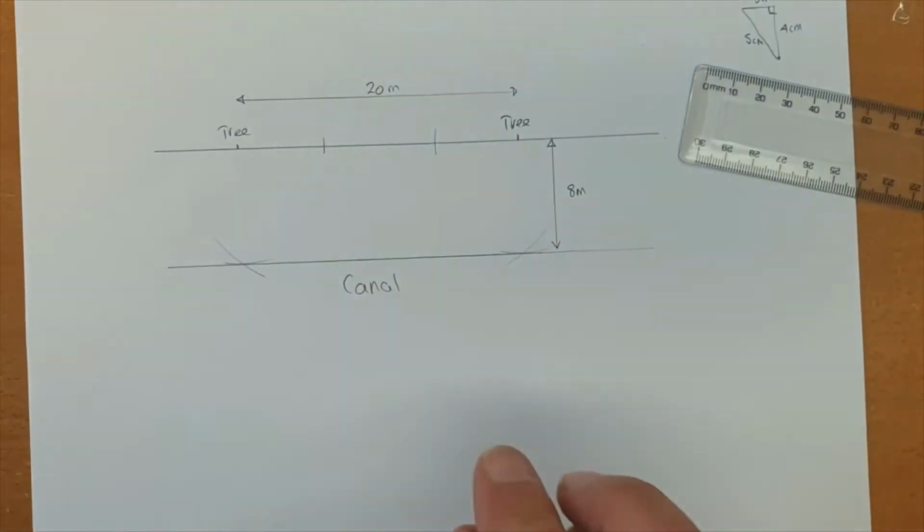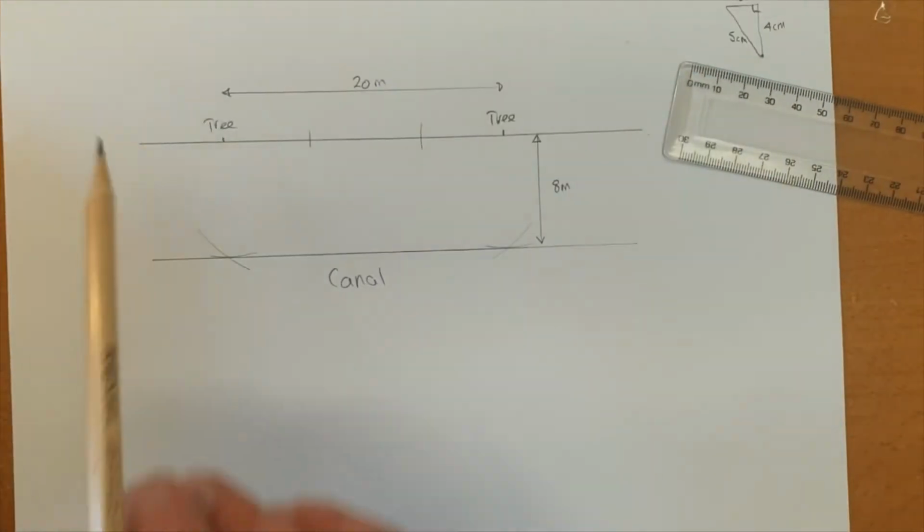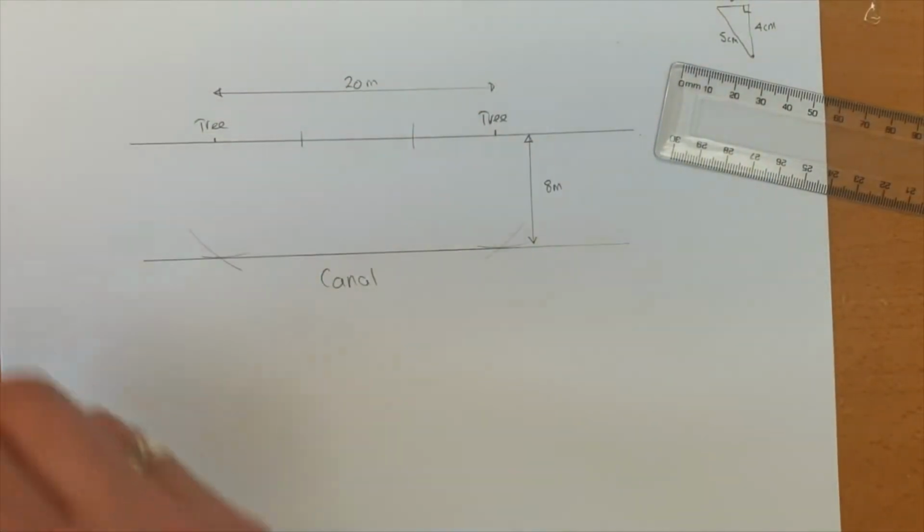Right, so now I'm going to read the next parts of the question. A bench is to be placed in the garden. It must be within 12 metres of each of the trees. Good. Okay.